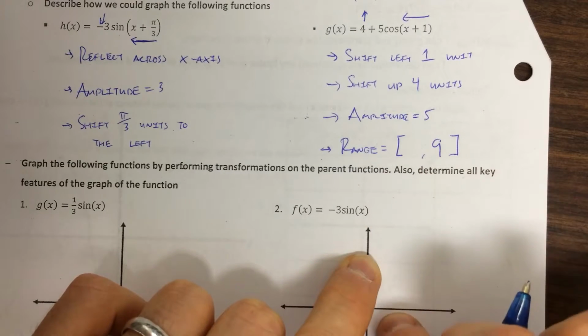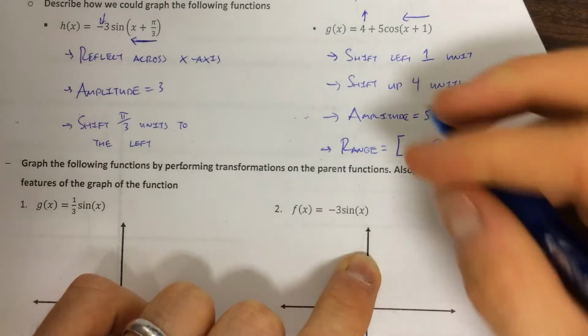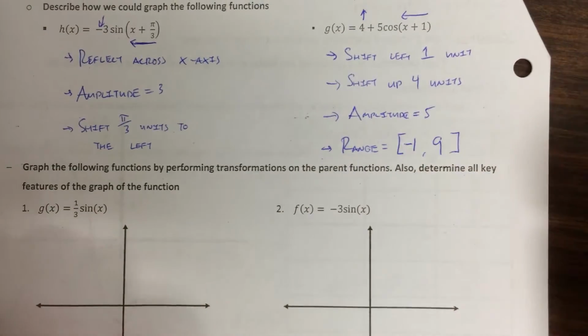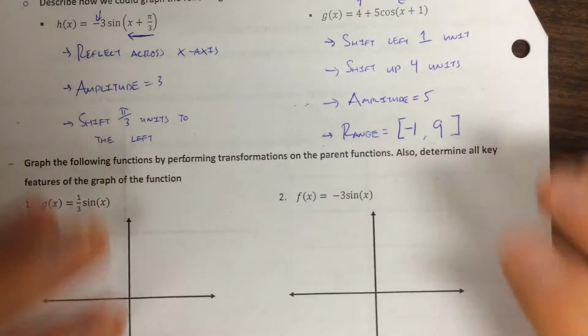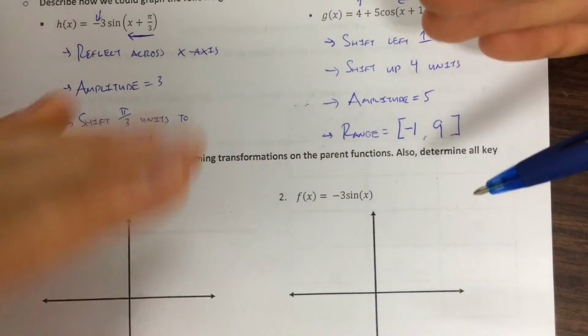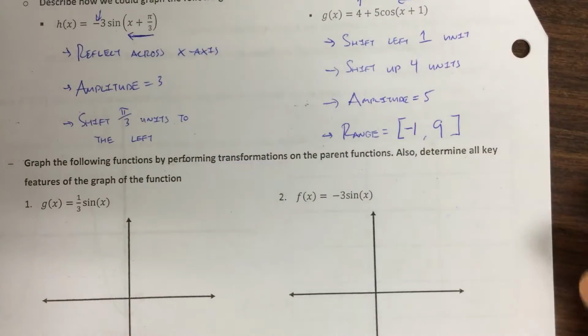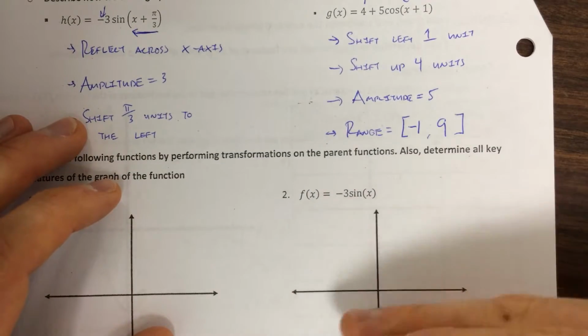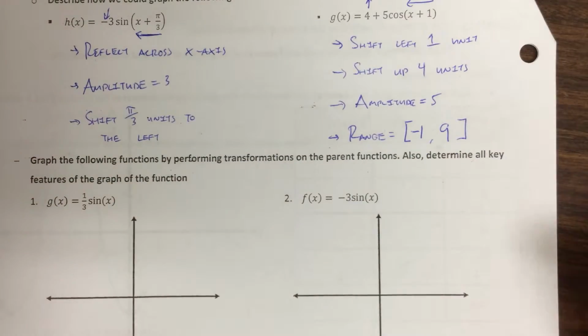It's also going to go down 5 units. And 4 minus 5 will give you -1. So our range would be -1 to 9, because we have to shift it up 4 units first, and then the amplitude goes from there. We could also do the amplitude first and then shift it up 4 units. Same thing. Now, what does this look like?